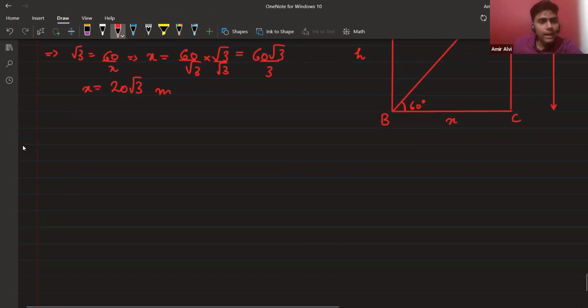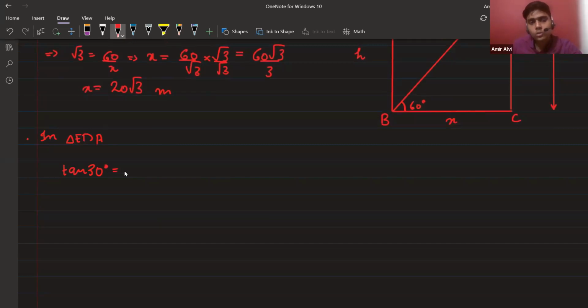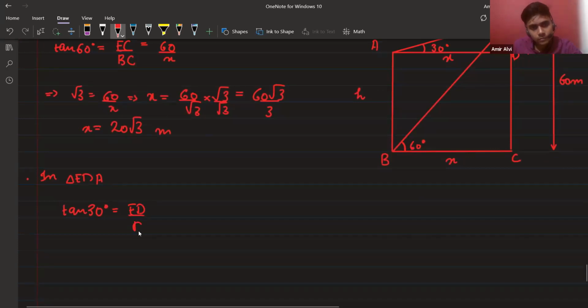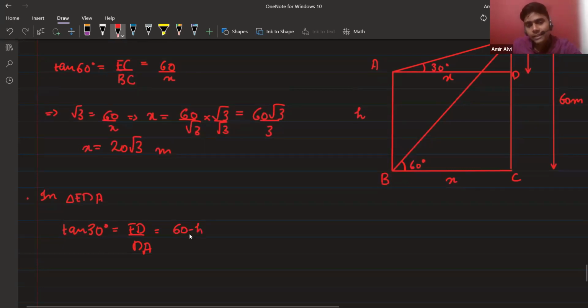So can I write, in triangle EDA, tan 30 is equal to ED by DA. And ED by DA is nothing but 60 minus H upon x. Yes or no, everybody? Tan 30 is 1 by root 3, equal to 60 minus H upon what? 20 root 3.